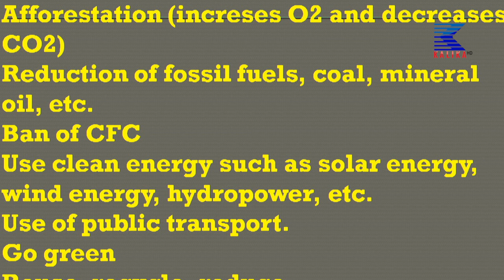There should be use of public transport rather than using cars. We should go green. We should apply the practice of reuse, recycle, and reduce the pollutants. So we should reuse, recycle, and reduce the things that we use. That helps control the greenhouse effect, and we can save the earth.